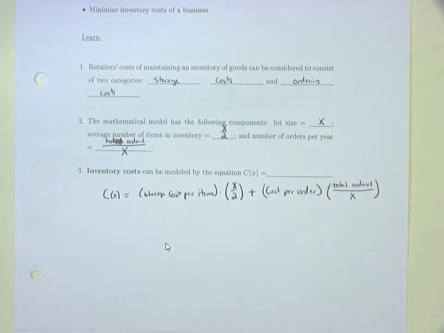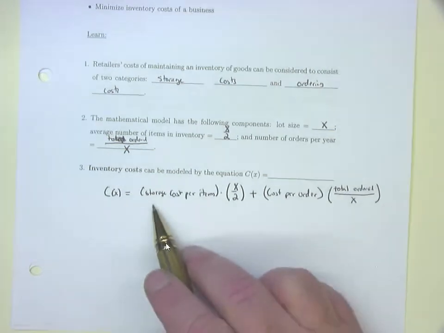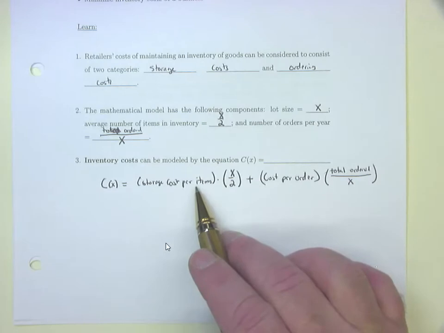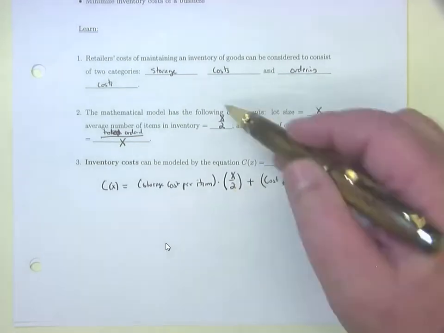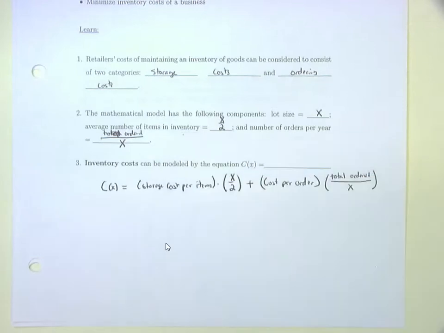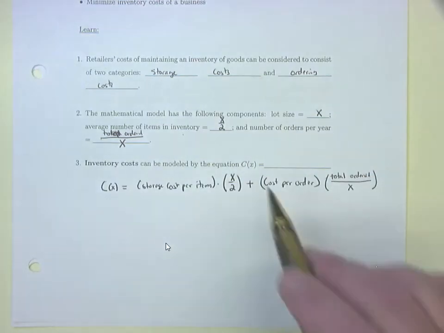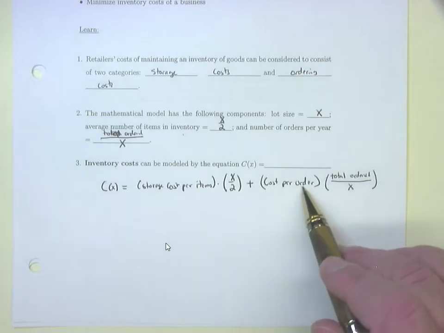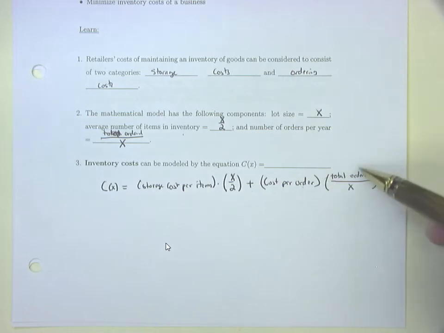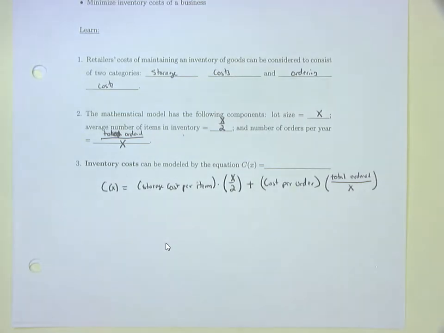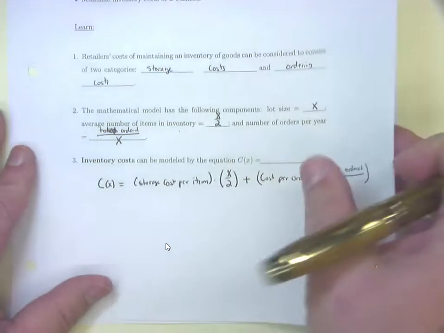And this is how you get your, quote, inventory cost. You're going to be given some information about the storage cost per item, what it actually costs you to store the stuff, times X divided by 2. X divided by 2 is the amount of stuff you've got in inventory, sitting on the back shelf. Does that make sense? Plus the cost per order, how much it actually costs you to order this stuff, and then the number of times you're going to be ordering that, the number of orders per year, which is the total order divided by X. This is how you get your inventory cost, and it's a formula you guys need to know. So, knowing that nice formula, let's turn the page and do some word problems here.